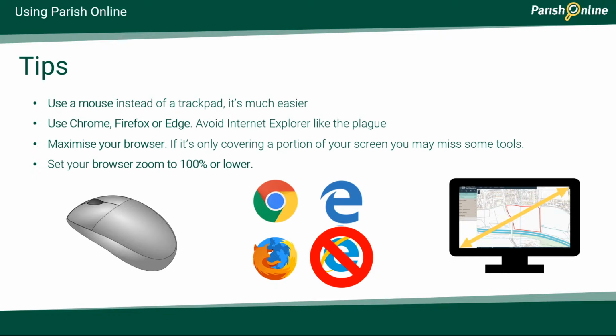Try wherever you can to use a modern web browser like Chrome or Firefox or Edge. These are the most reliable for using web software. Try and avoid using some of the older ones just because they aren't as compatible with the modern technologies that we use. Make sure your browser is set to view the whole part of your screen. This means you see all the buttons and all the tools that are available to you. And also make sure that your browser zoom setting is set to 100% or lower, and that's normally up in the top right hand corner.